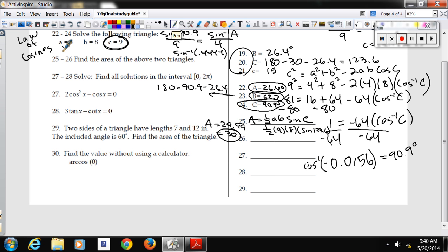When you get to the second one, they gave you a and b, 4 and 8. So it's going to be 1/2 times 4 times 8 times the sine of letter C, which was 90.9. You're just going to plug that into your calculator. So it's 0.5 times 4 times 8 times the sine of 90.9, and you get 15.99, which would round to 16. So your area for 25 was 30, and your area for 26 was 16.